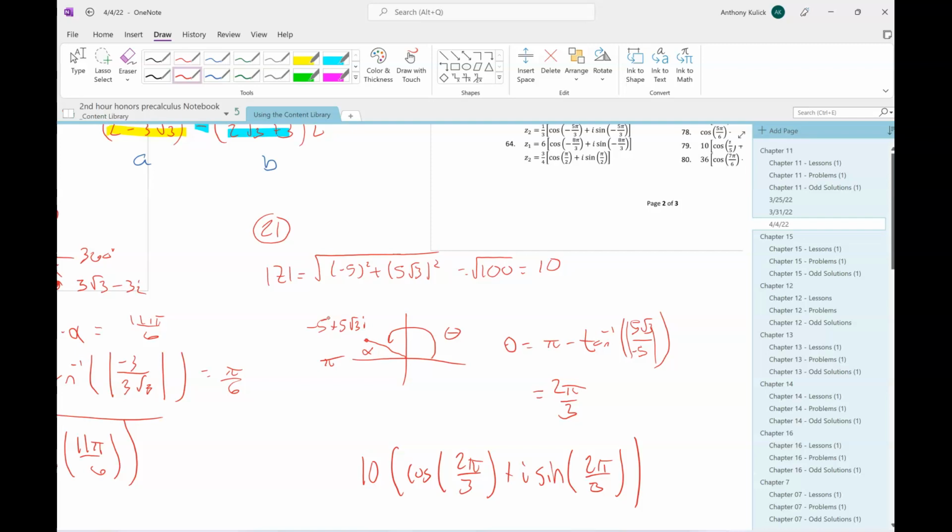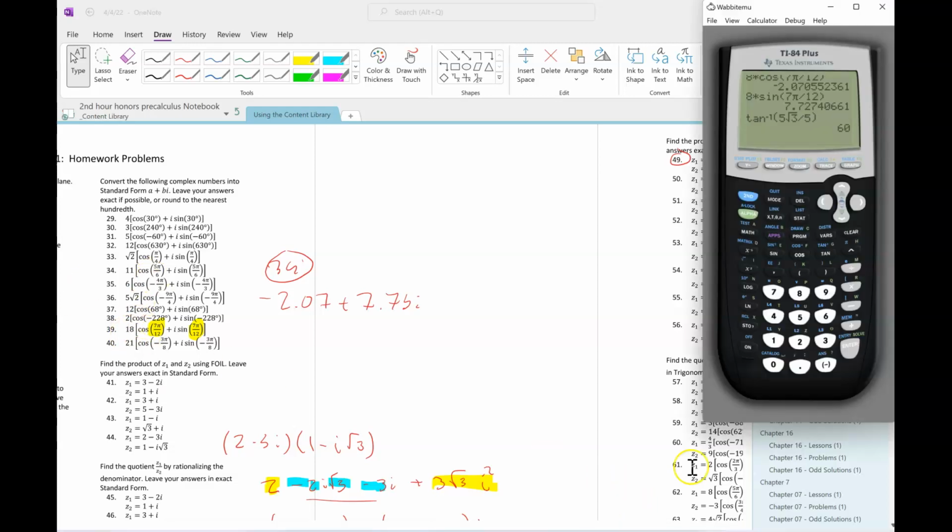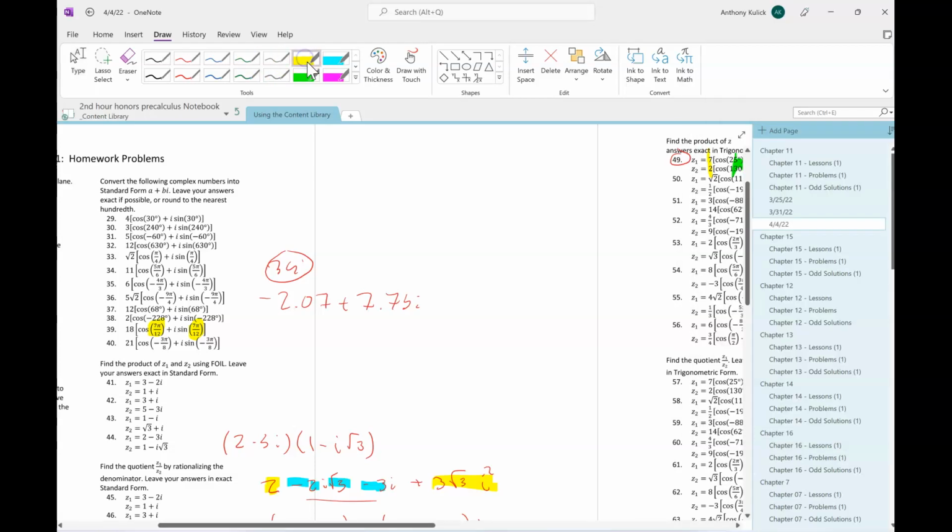Okay. Allie? Just going back to 39, so just to understand what we're doing, are we just doing cosine 7 pi over 12 to find the answer and multiply that by 18? Yeah, did I press 8 in my calculator instead of 18? Yeah, so that's why my numbers were weird. Okay. Yeah, so that's just wrong.